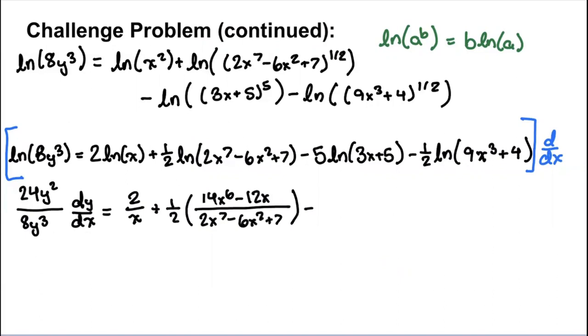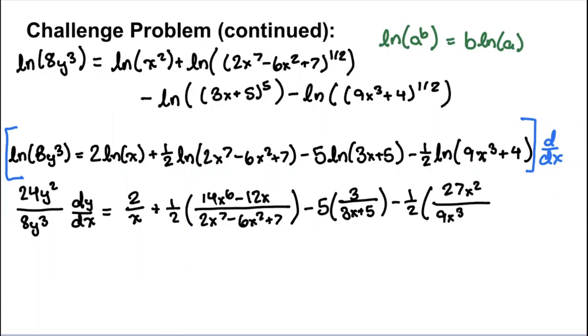Now we're going to do the same thing with this negative 5. The derivative of 3x plus 5 is just 3, and we're going to put our original statement in our denominator, minus 1/2. The derivative of this is 27x squared over 9x cubed plus 4.